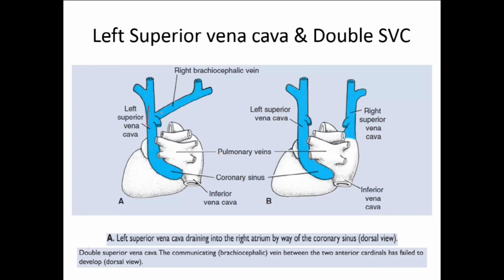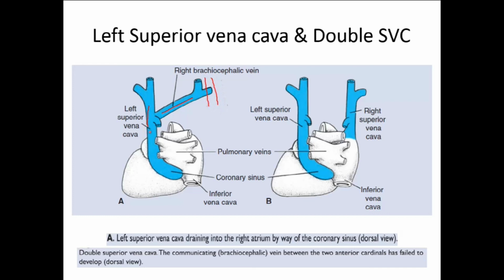And the communicating anastomosing channel which was forming the left brachiocephalic vein will form the right brachiocephalic vein, so that the right sided blood will come to the left side, and on the right side there will not be any superior vena cava. So the common cardinal and the part of the anterior cardinal which forms the superior vena cava on the right hand side will not develop.